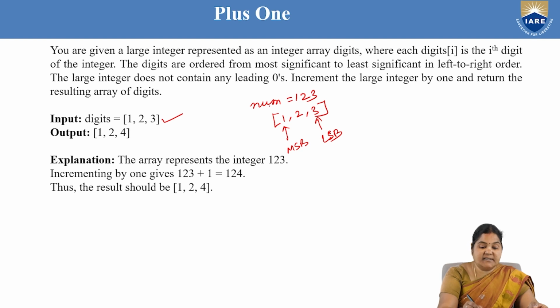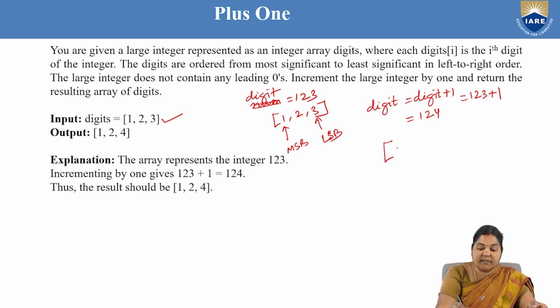Suppose my digit is, let me take here as digit. Suppose my digit is 123, then I have to do digit is equal to digit plus 1. So it becomes 124. 123 plus 1 is 124. Then how will I represent? Again, I have to represent it back as 1, 2, 4.